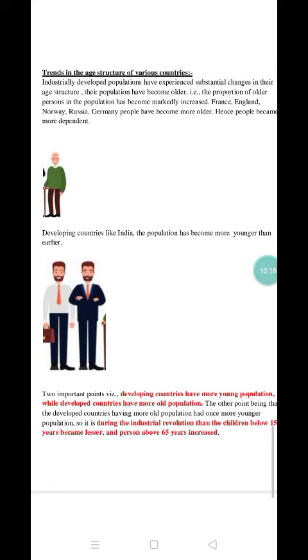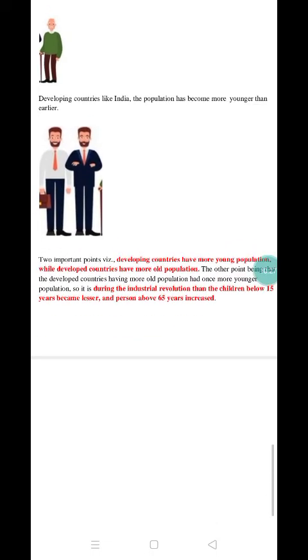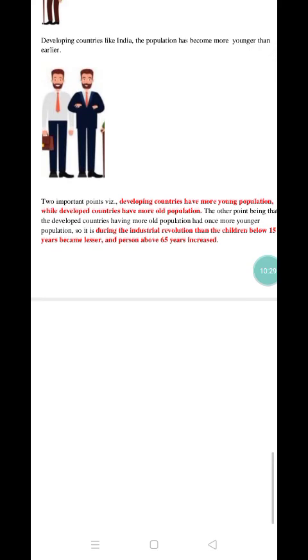For example, in India, we can say that the younger generation is larger as compared to the older generation, or the pre-reproductive or children population. So in India, that dependency is less. Now from this whole presentation we can come to two very important points. Developing countries have a more young population, while developed countries have more of an older population.